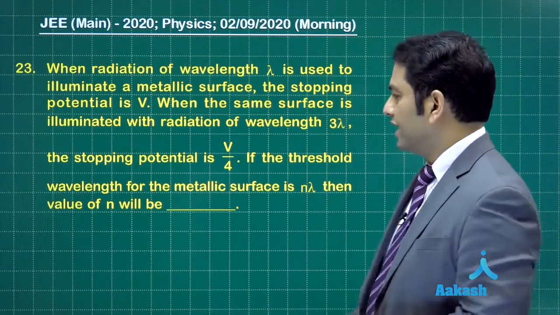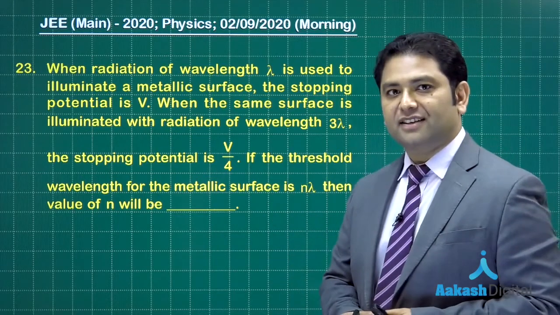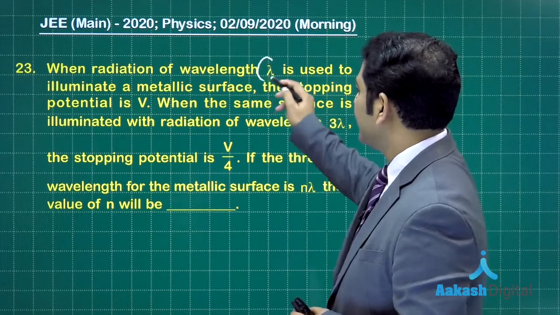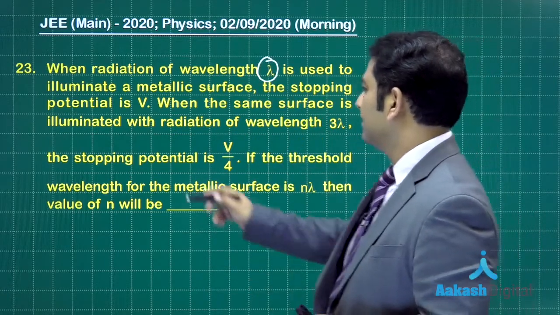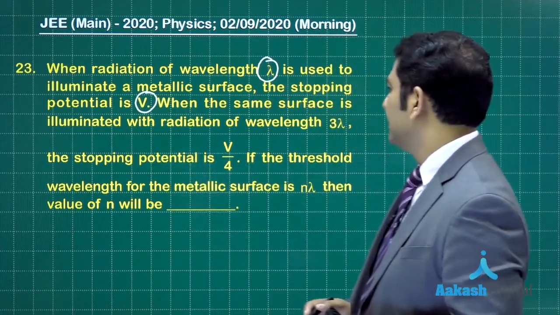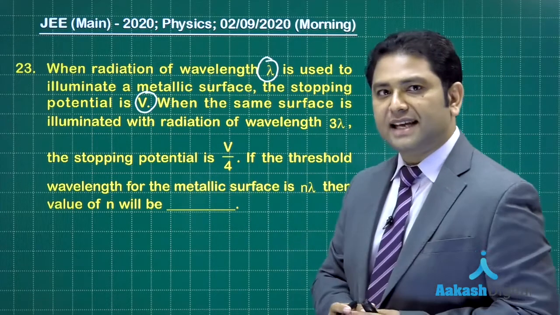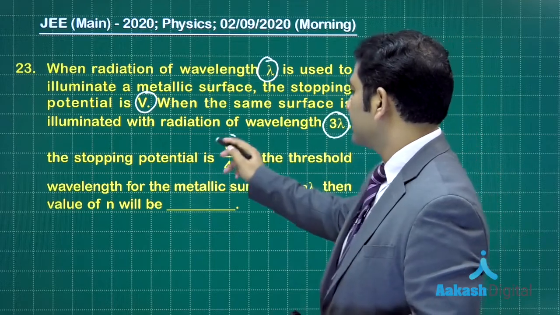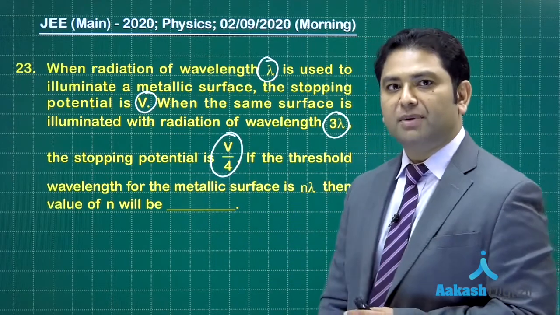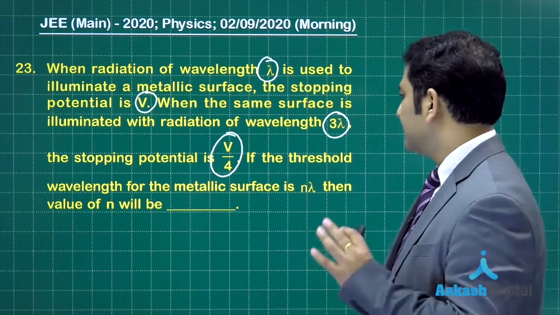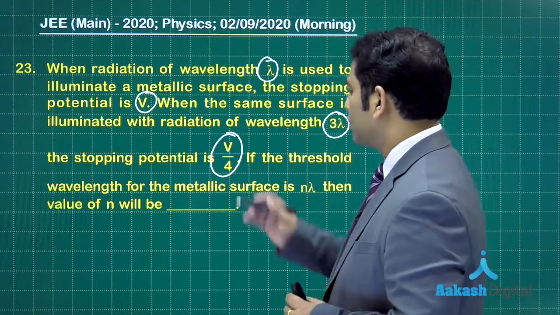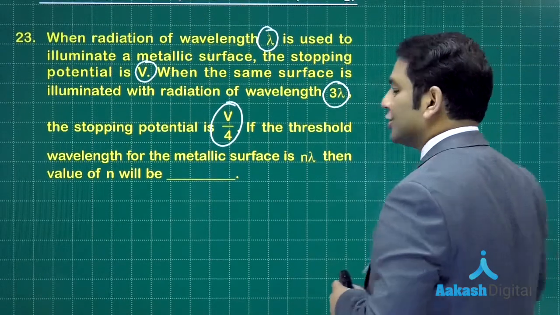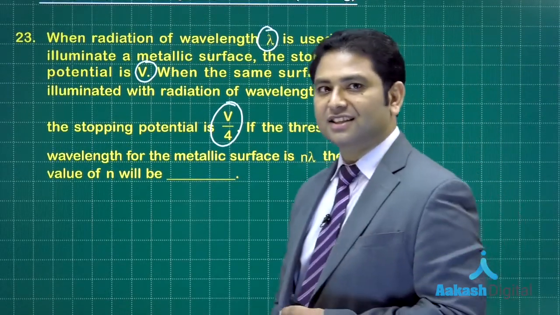Question number 23 is from photoelectric effect, and let's see, it's also a very straightforward one. When the radiation has wavelength lambda, the stopping potential is V, and now the surface is same, and the wavelength is 3 lambda while the stopping potential is V by 4. And in this we need to calculate the threshold wavelength. That means first let's focus our attention to calculate the work function.